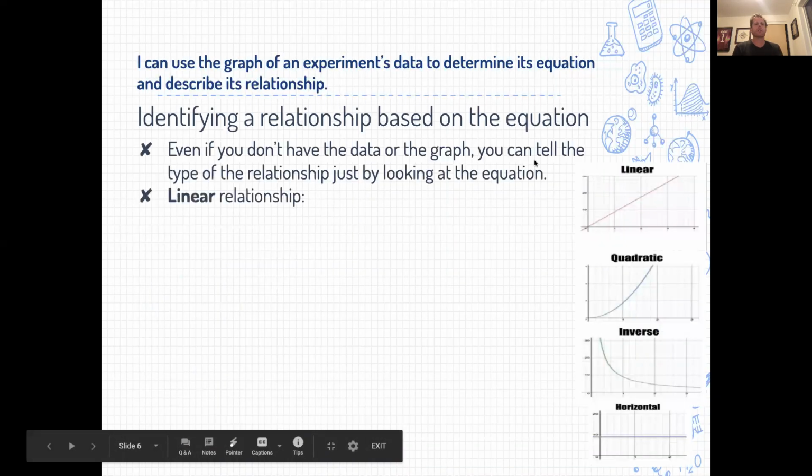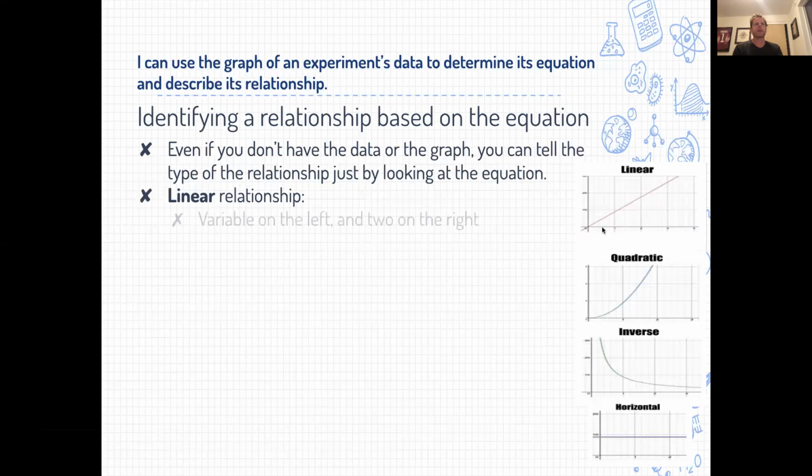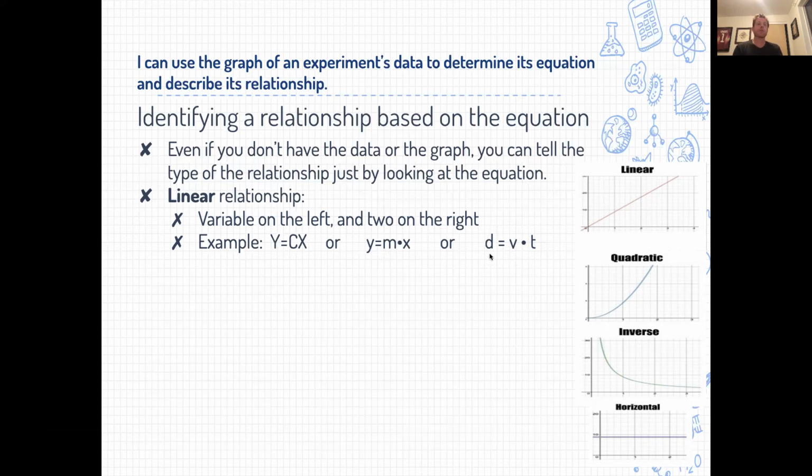Linear relationship, this one right here. Basically, whenever you see an equation that looks kind of like this: y equals cx, which is basically one variable on the left and 2 variables on the right. Or maybe it's a number and a variable on the right. So y equals mx, this is linear. Or d equals vt, this is linear. You can tell because it's one kind of letter or number over here and then 2 things over here.